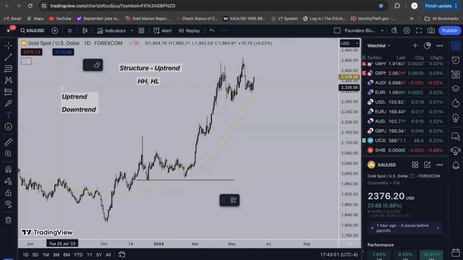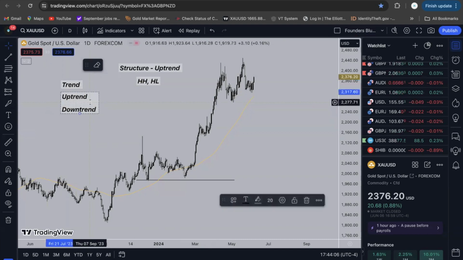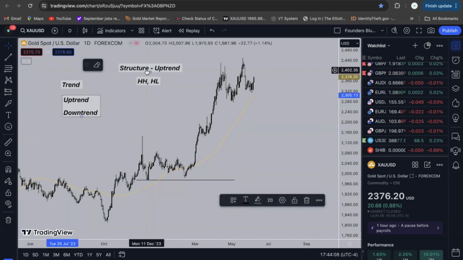And that's our trend. You want to look at the trend lines. What type of trend are we currently in? Are we in an uptrend or are we in a downtrend? Once you identify that, what are our structure points in the uptrend? We have higher highs, higher lows.